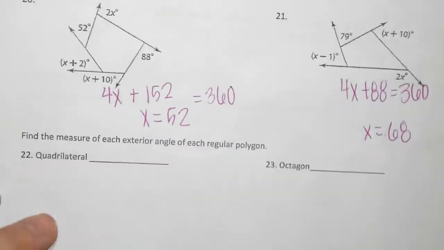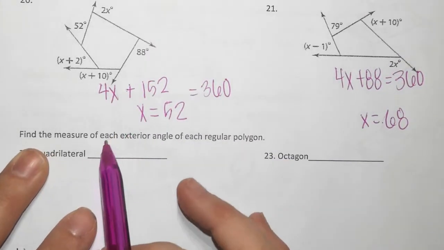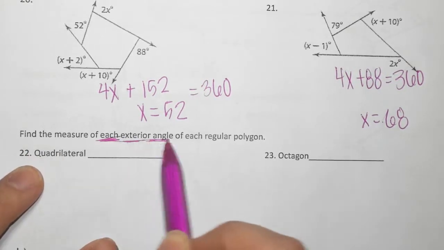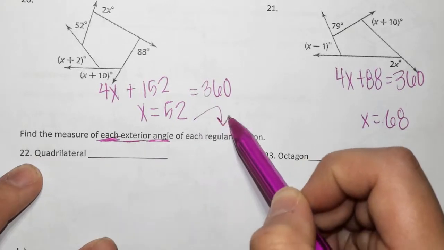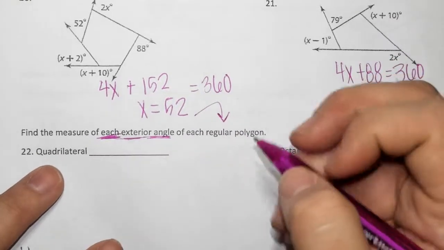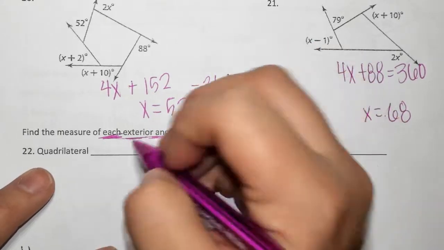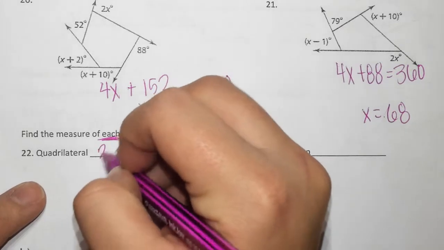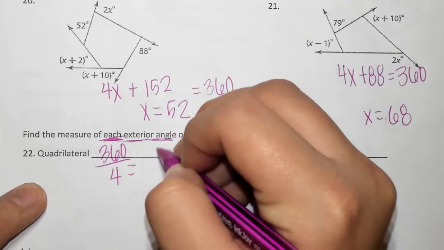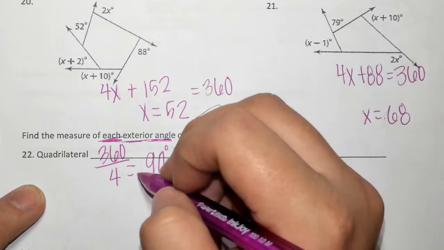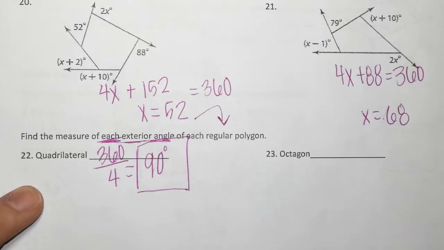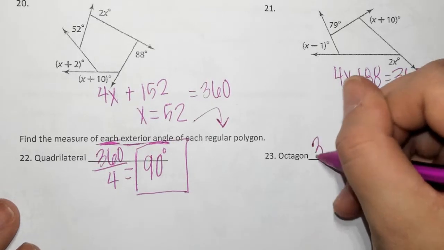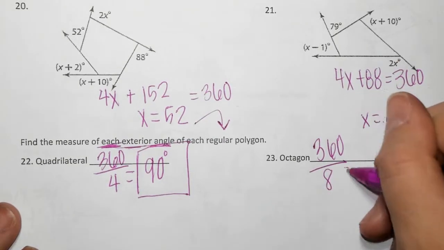Okay, the difference in these two and 22 and 23 is that you're finding each exterior angle. Well, I can only find each exterior angle if I know it's what kind of polygon? Regular. So quadrilateral. Do I need to use n minus 2 times 180? Well, is it inside or out? It's out, so they always equal 360. Divided by 4 tells you that each quadrilateral's exterior angle equals 90. Octagon, what do I start with? 360 divided by 8 equals 45.